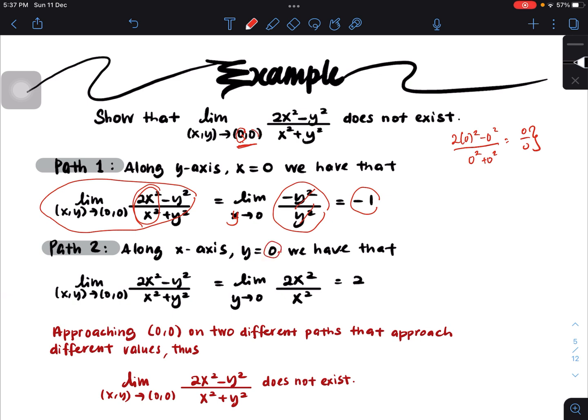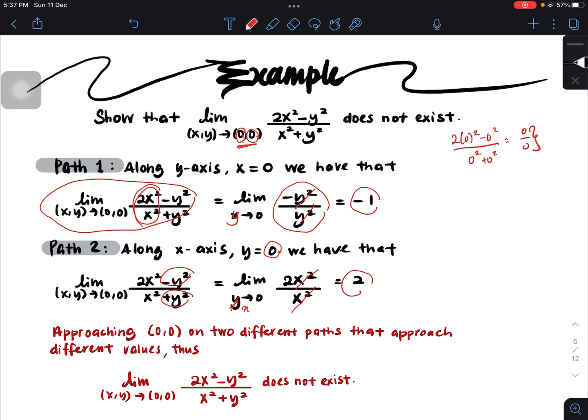This one is the second part. We just need to take the value of y here. So we substitute the value of y equal to 0. So this one is 0, this one is 0. So you are left with only the limit, x approaching 0 of 2x squared over x squared. So this one also can be simplified. So it is left with only 2.